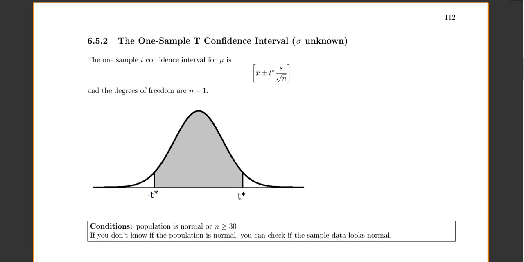Okay, so our one sample t confidence interval. Again, we are going to use this when we don't know our population standard deviation. So we use this when we know our sample standard deviation.